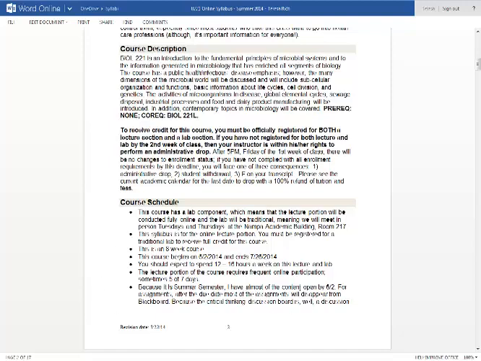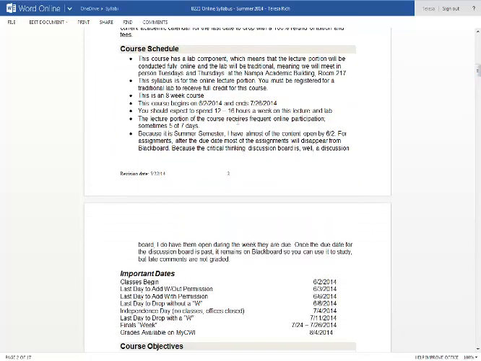Here is a basic course schedule. One of the important things is you should be planning on spending 12 to 16 hours a week on this lecture and lab. Usually during the summer it's more than that. Just be aware of that. The online lecture requires frequent online participation, sometimes 5 of 7 days. Actually, since it's summer, it's probably going to be 6 of 7 days.